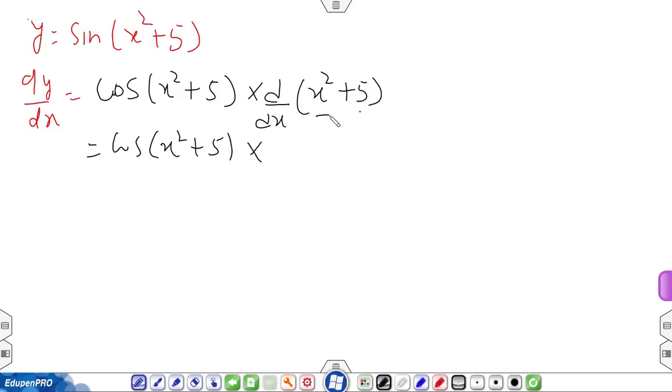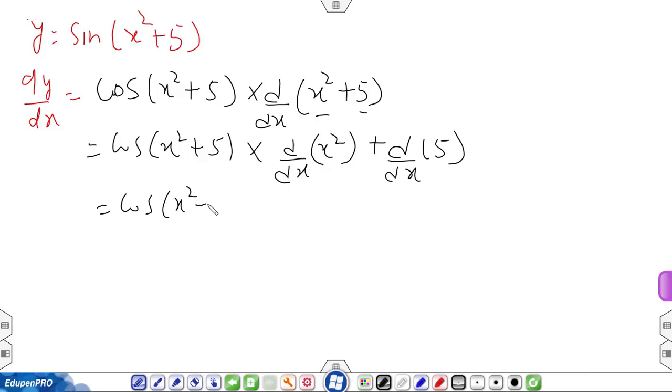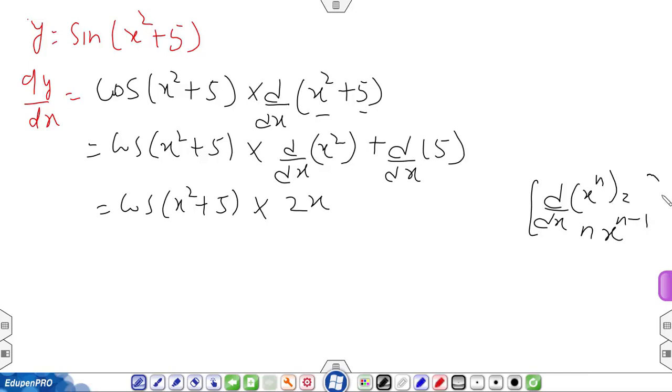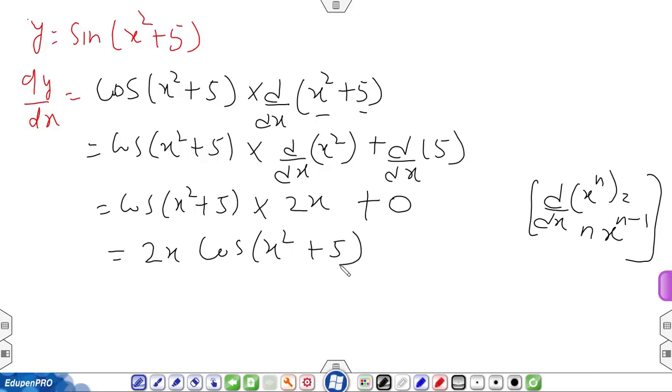Now the derivative of the bracket: the derivative of x square with respect to x, and the derivative of 5 with respect to x. Cos of x square plus 5 as it is. For x square the derivative is 2x. We have applied the first rule. The first rule was the derivative of x raised to power n is n times x raised to power n minus 1. And the derivative of a constant is 0. So our answer is 2x into cos of x square plus 5. This is the answer of the first question of exercise 5.2.